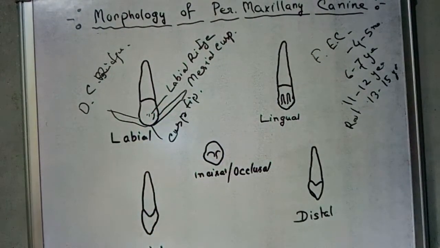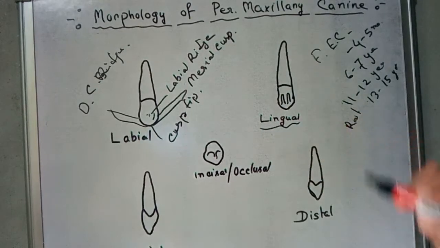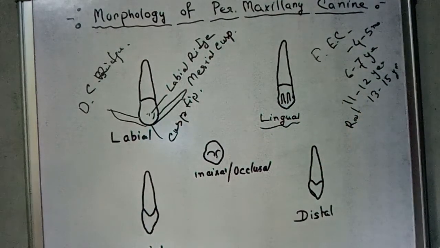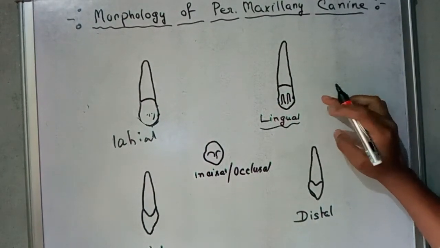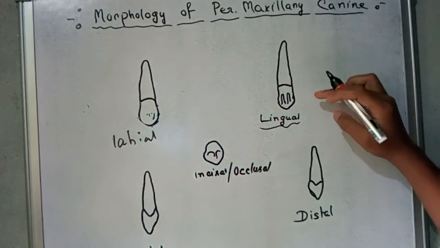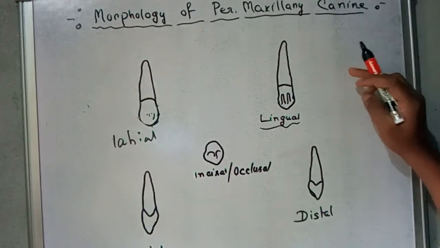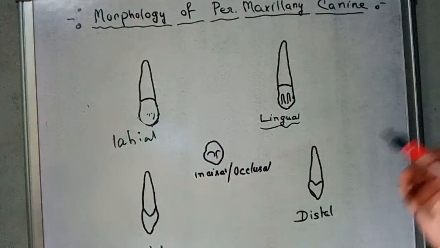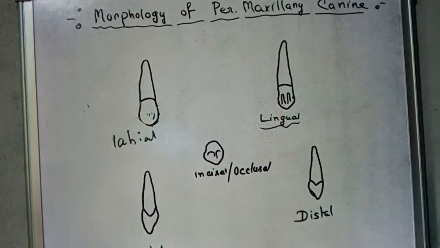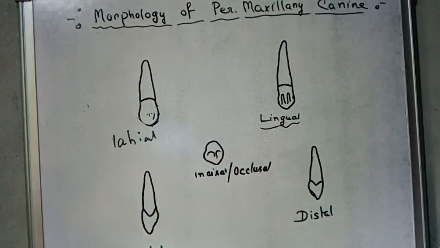Now let's talk about the lingual aspect. The crown and the root are narrower lingually, and the cingulum is well developed, large and sometimes pointed like a cusp. The cervical line curves asymmetrically towards the apex, with a slight offset to the distal.